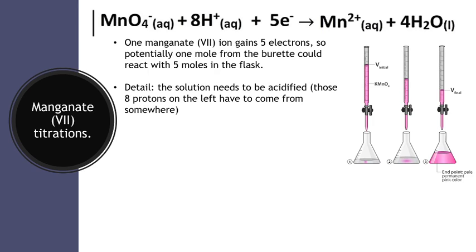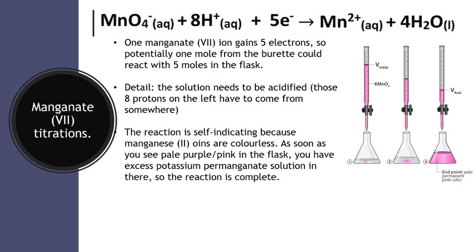A little bit of detail: the solution does need to be acidified. You see on the left there you've got 8 protons required to make this work, so there needs to be some acid around in there. Now sometimes the acid is actually swirling around in the flask because you've used acid to dissolve something. Sometimes the acid is actually in the permanganate. It's a little bit of detail. Usually we're not going to try and set you a trick question and not put the acid in there, so it wouldn't work at all.